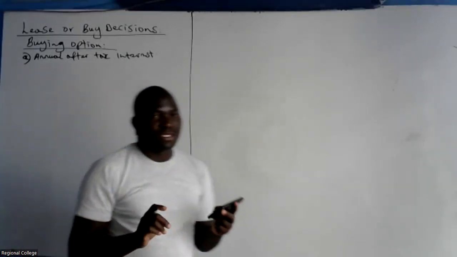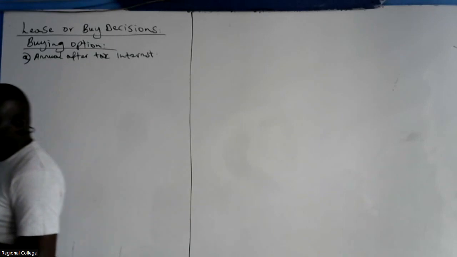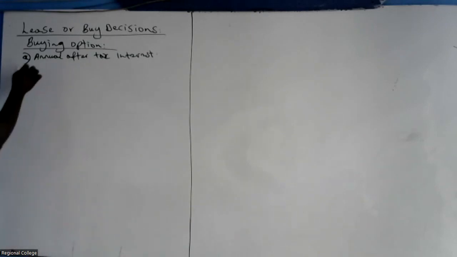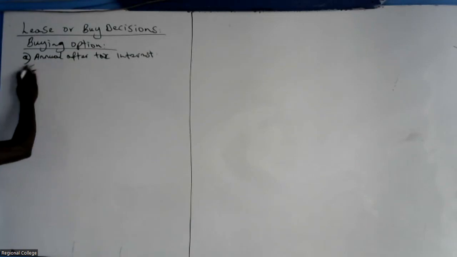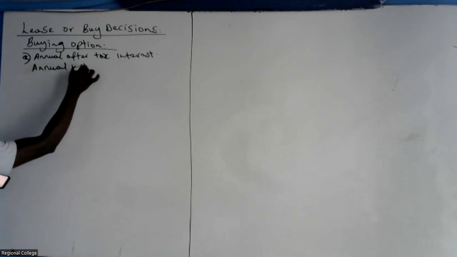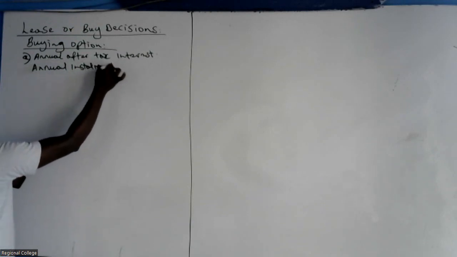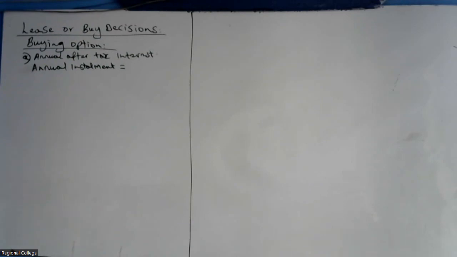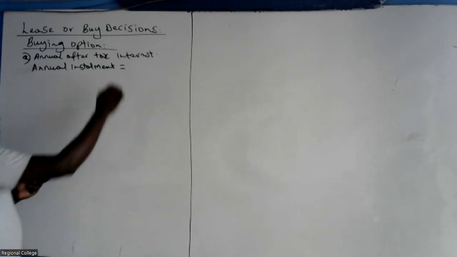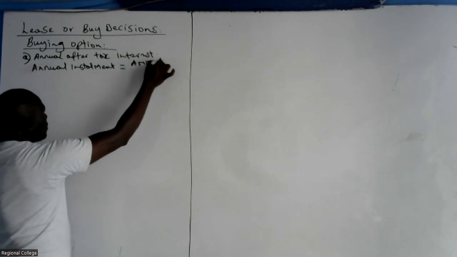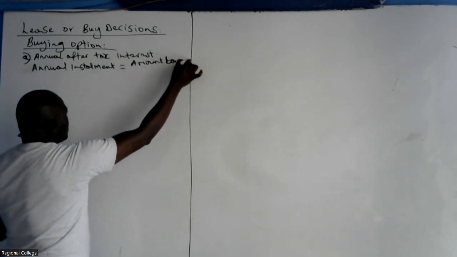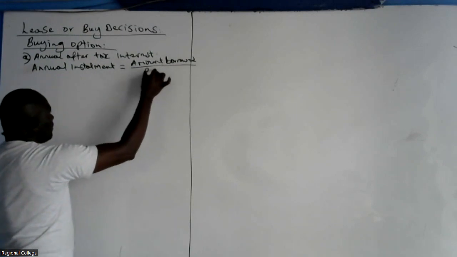Annual after tax interest. We purchase the machine for cash using a bank facility. The current rate of interest is 15% before tax. So, non-amortization. How do we get our annual installment? Each year, how much installment do we pay on that loan? Amount borrowed divided by what? Was it PV5?